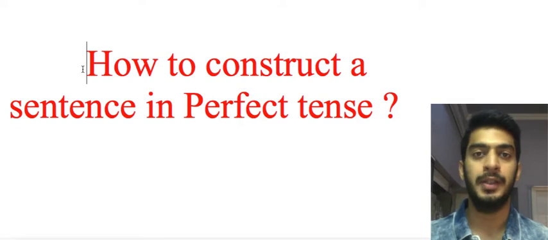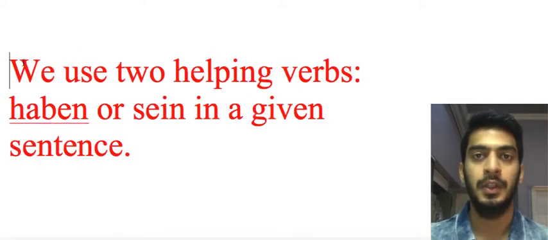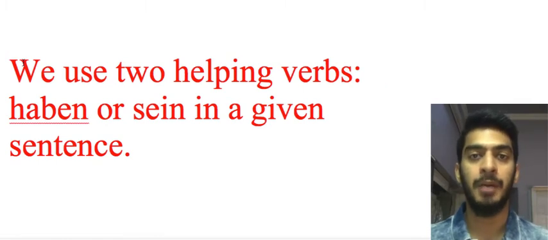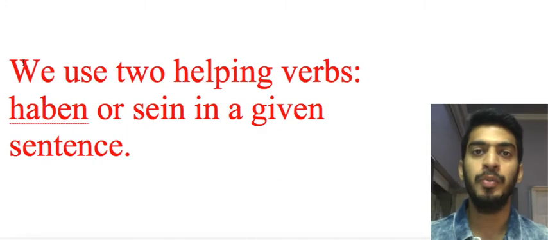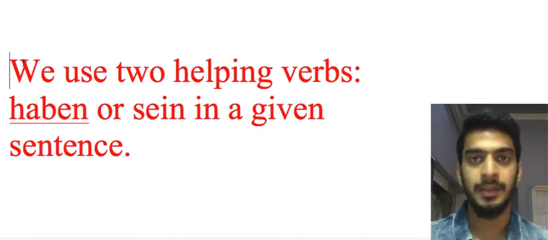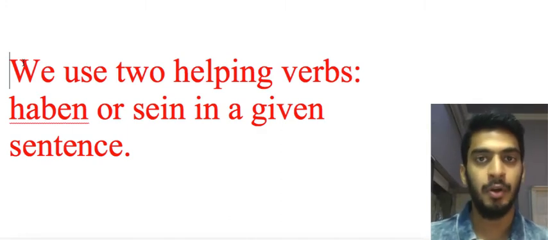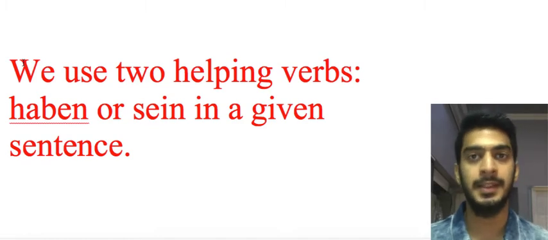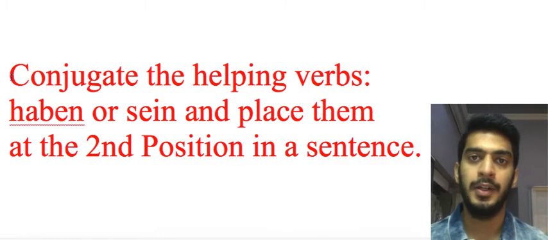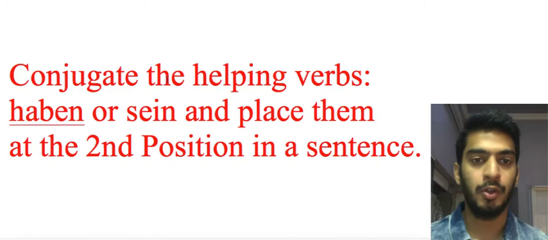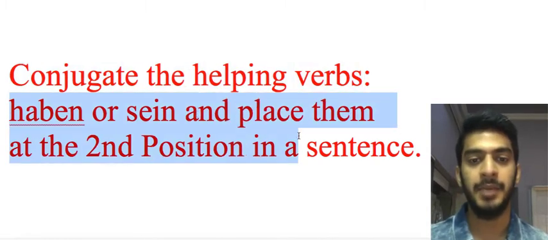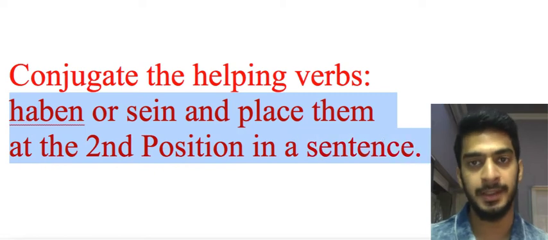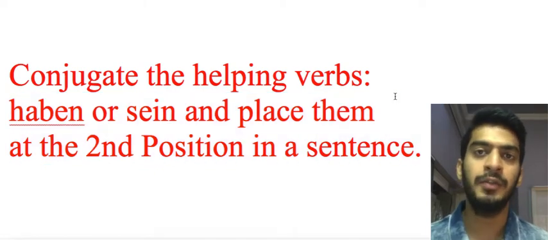Now the question arises, how to construct a sentence in perfect tense. We use two helping verbs, haben or sein, in a given sentence. So, in order to make a sentence in perfect tense, we have to use either the haben verb or the sein verb. Our next important point is to conjugate the helping verbs, haben or sein, and place them at the second position in a given sentence. It is a rule that we need to follow.